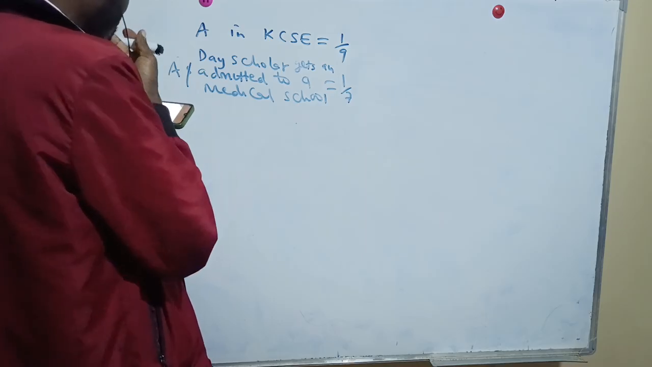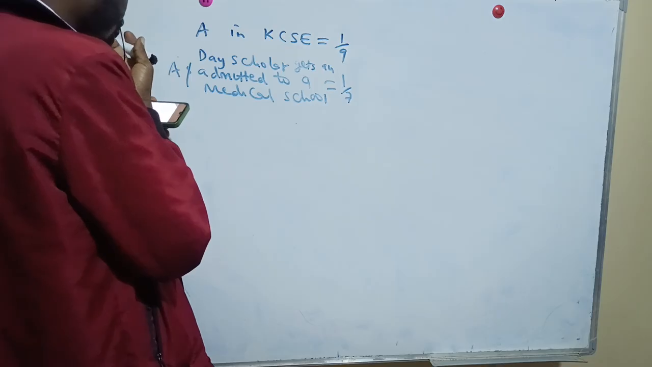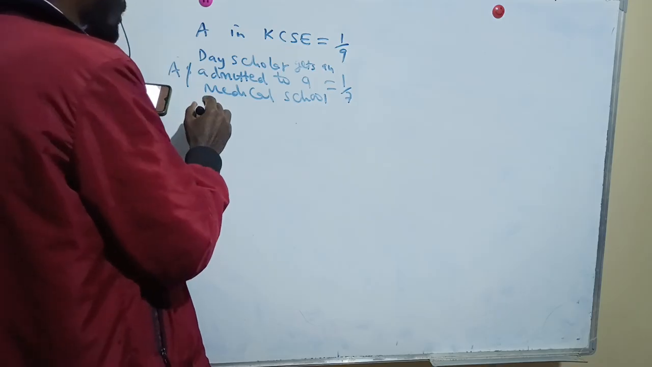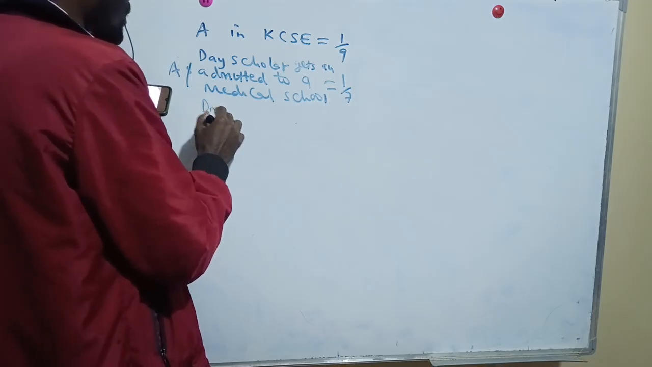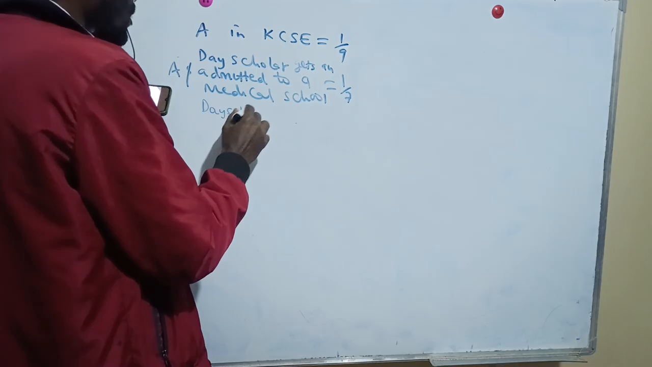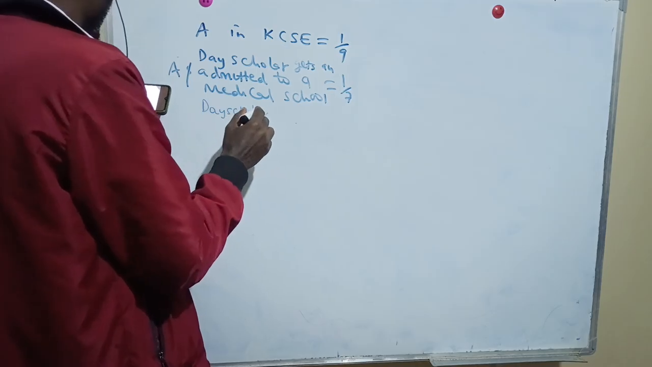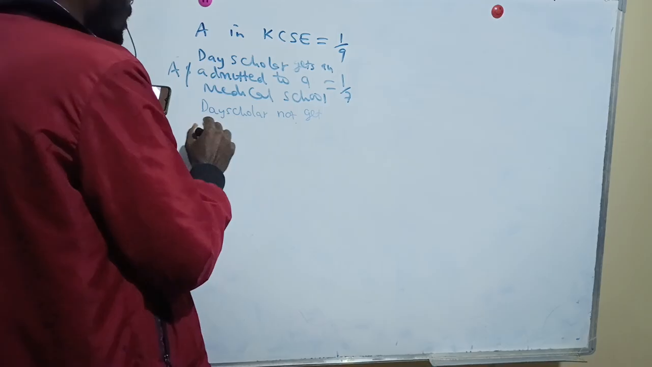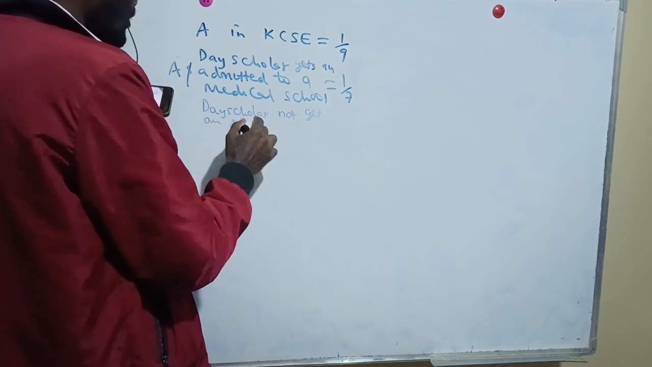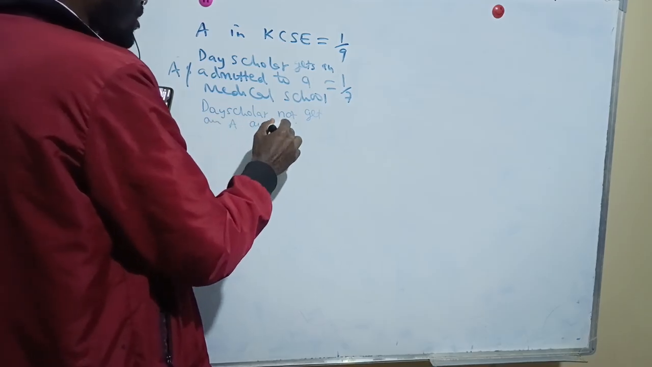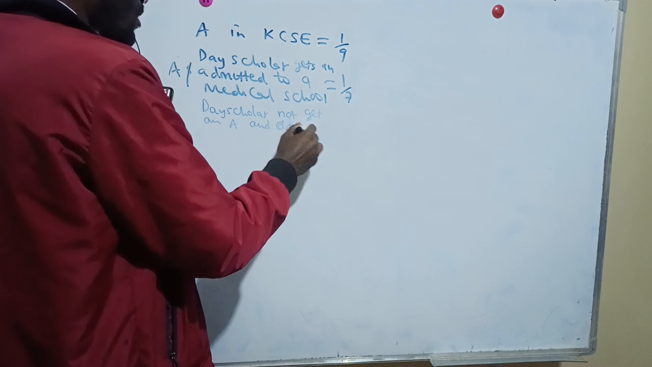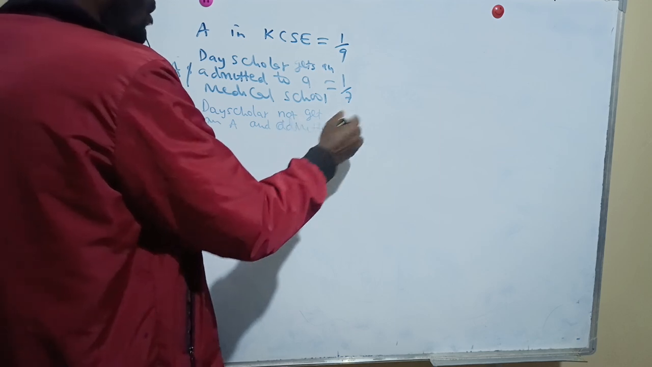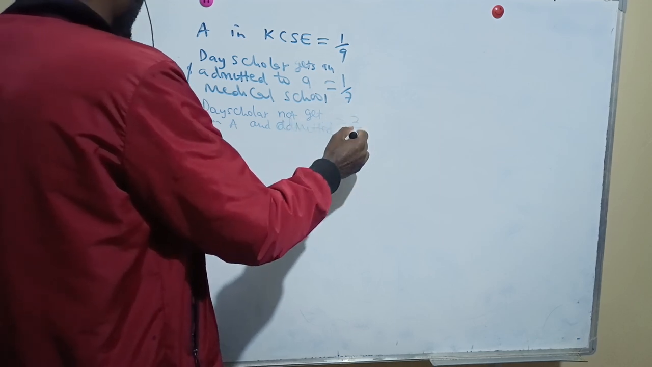If they don't get an A, the probability they are admitted to a medical school is 2/11. So the scholar does not get an A and is admitted, of course, to a medical school. They are saying it is 2/11.